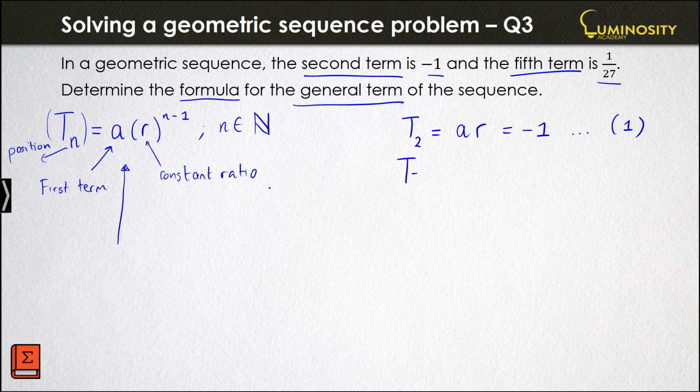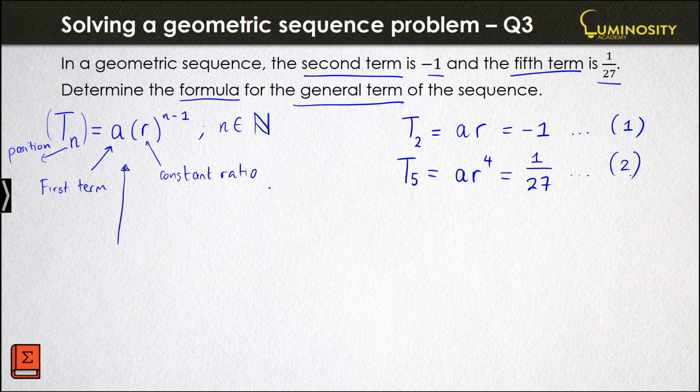Next, we're told that t5, the fifth term, if we plug n equals 5 into this general formula, gives a times r to the power 4. And that's equal to 1 over 27. Let's call that equation 2.